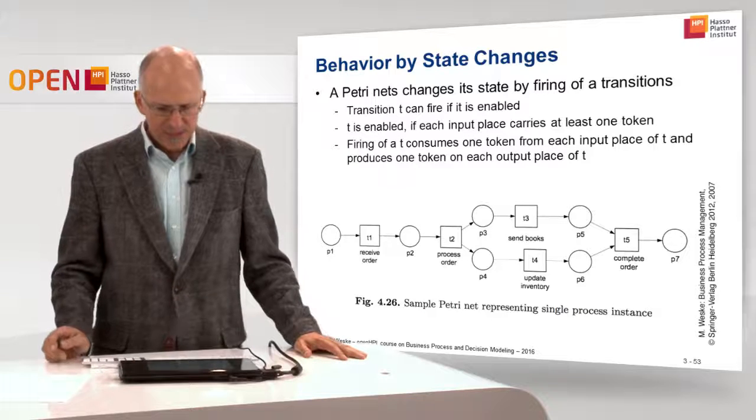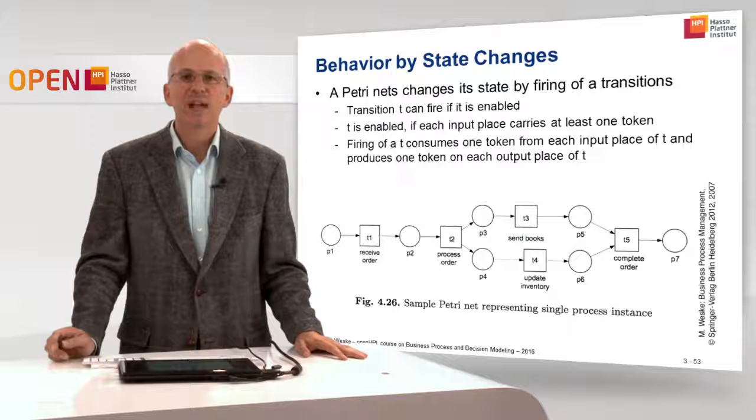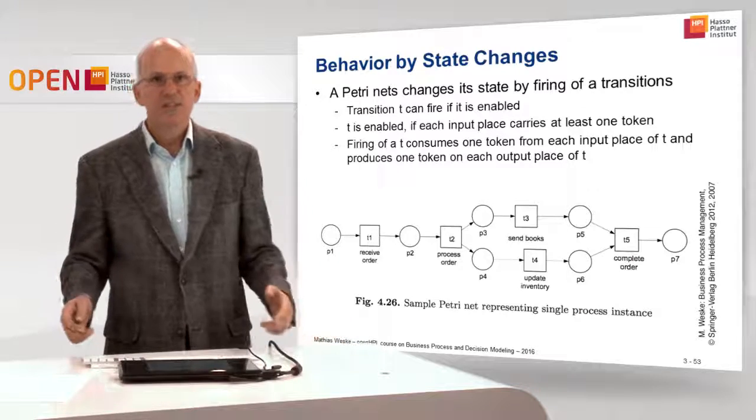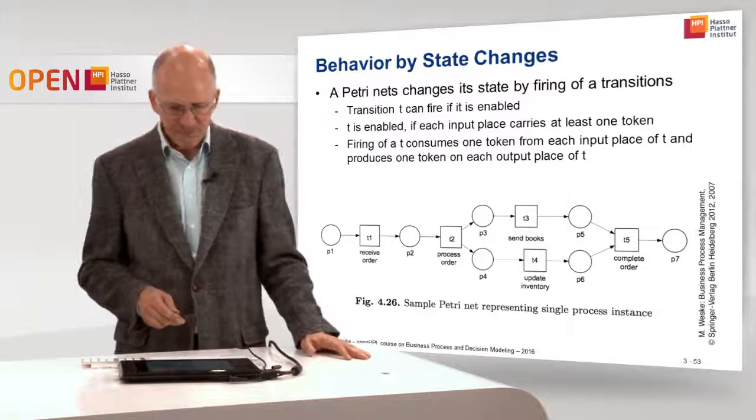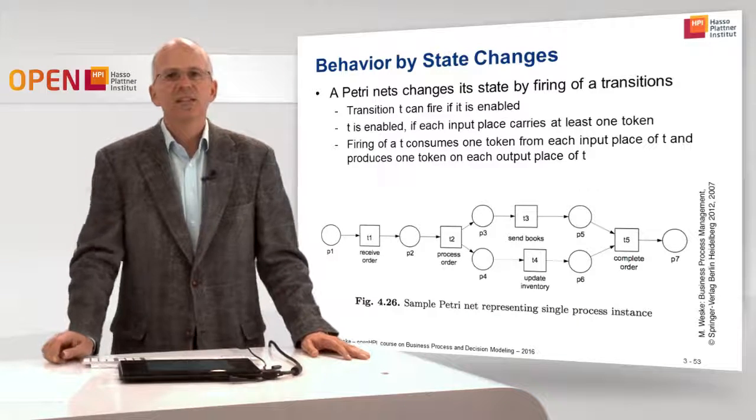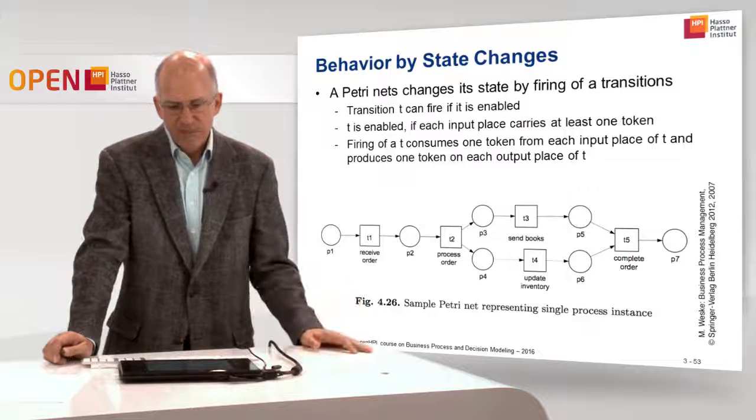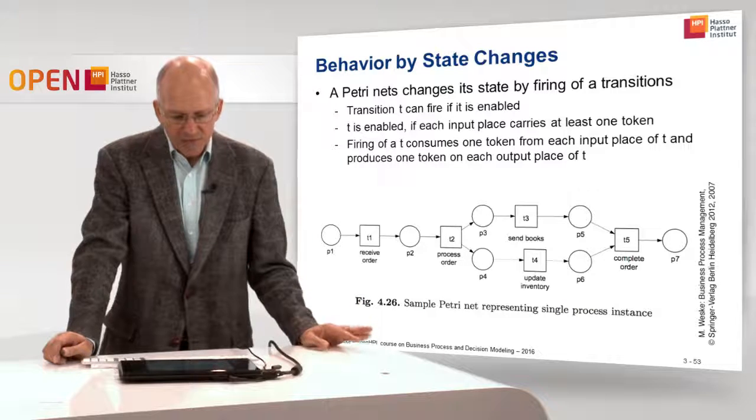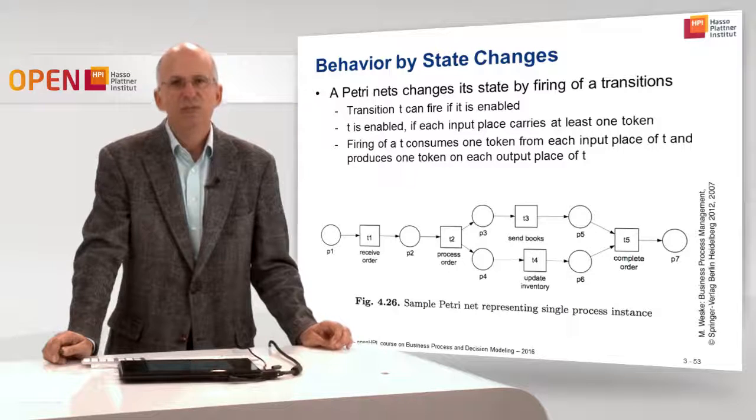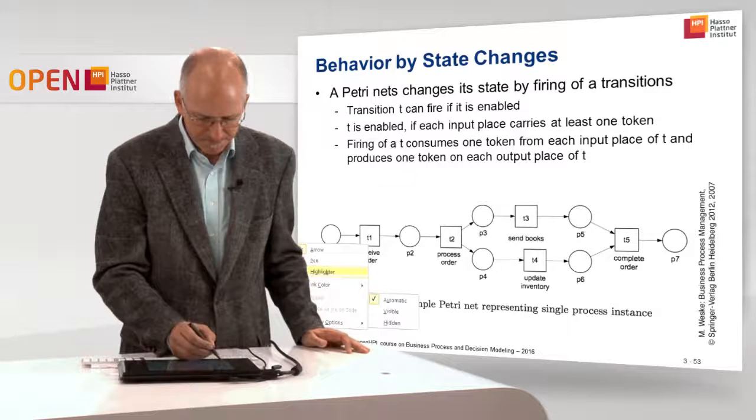A Petri net changes its state by the firing of a transition. A transition T can fire if it is enabled. There's a concept of enablement, which is not too different from the ready state of activities. Once a transition is enabled, it can fire, similar to an activity that is ready and can be executed. T is enabled if each input place carries at least one token. On firing, transition T consumes one token from each input place and produces one token on each of its output places. So let's apply these state changes here.